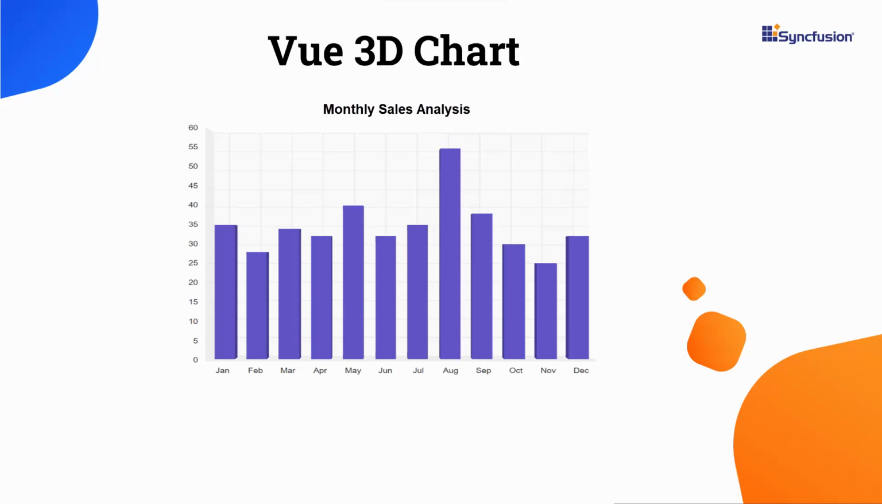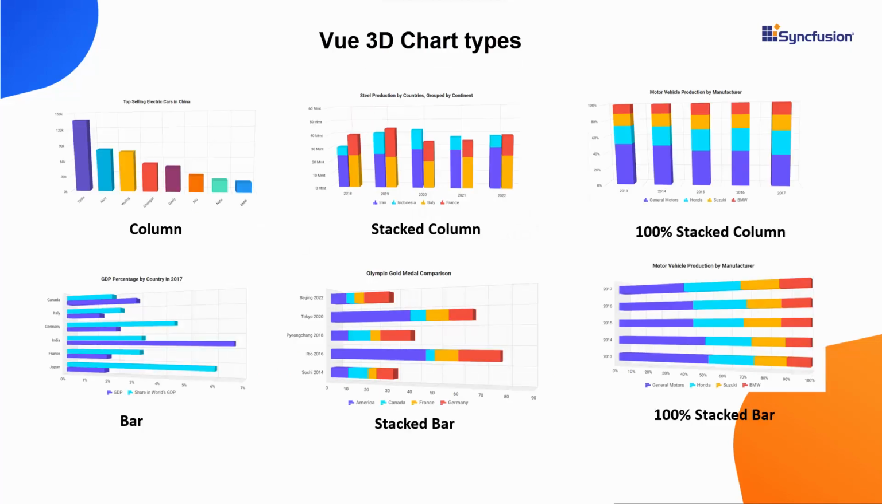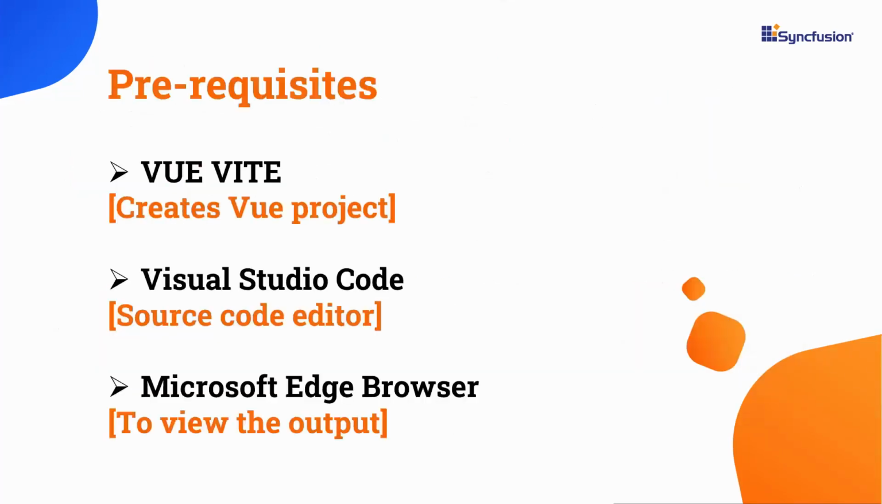In this video, I will show you how to visualize such sales data in a column chart using the Vue 3D Chart component. There are over 6 Syncfusion 3D chart types available in Vue, but I will use the column chart and show you how to enable a few of its basic features. I will start with the application creation process.